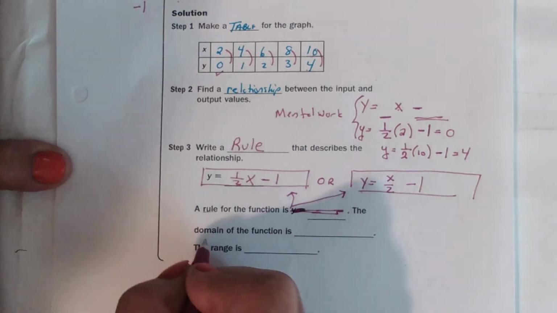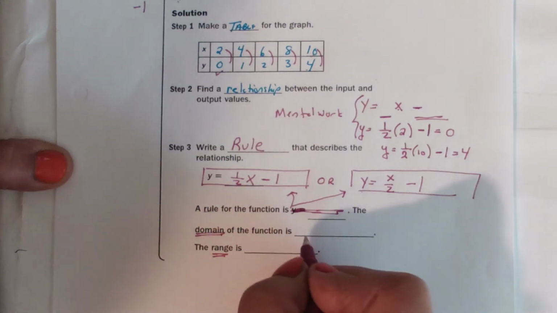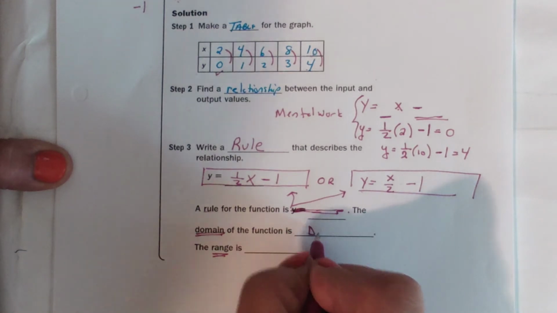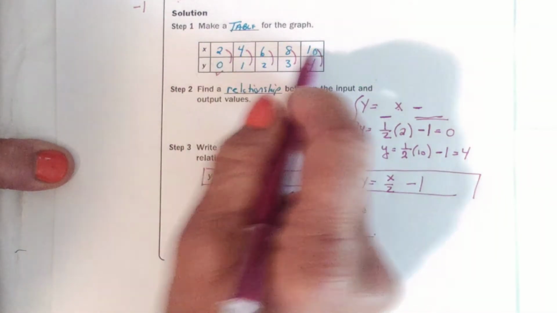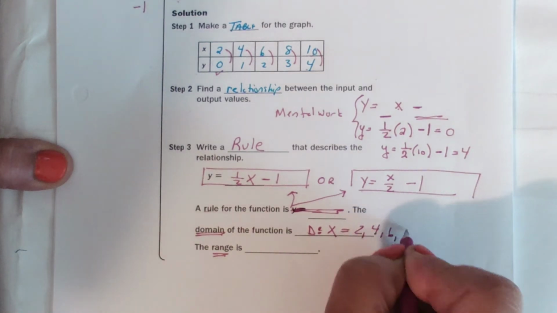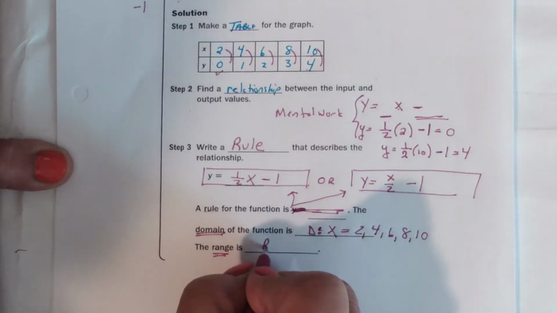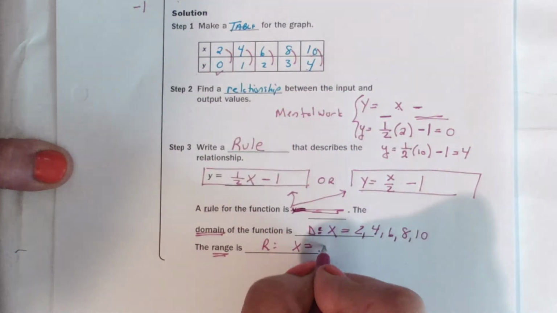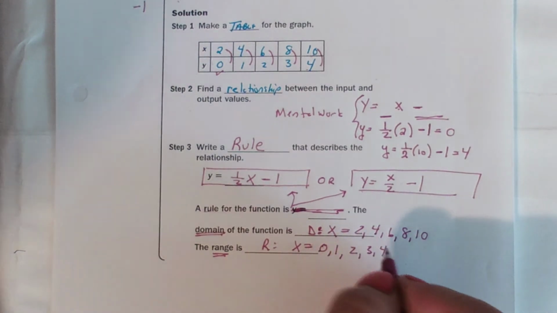Now, we want to identify the domain and the range. So when you're doing your homework, it's always good that you identify the domain. Just start it with a D, put a little colon, and x is equal to my x values: 2, 4, 6, 8, and 10. And the range is equal to my y values: 0, 1, 2, 3, and 4.